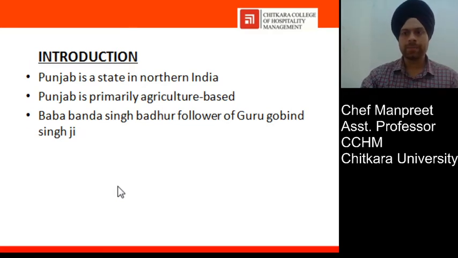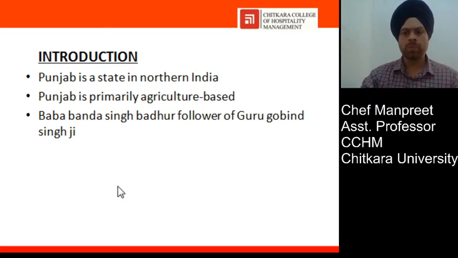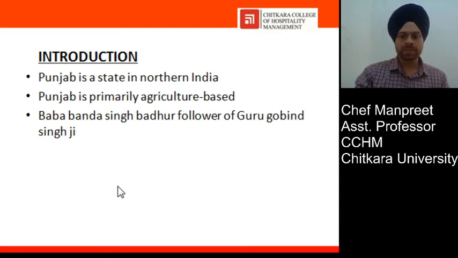Banda Singh Bahadur and Guru Gobind Singh Ji joined hands and fought against the Mughals to liberate the poor farmers of Punjab. They fought against the Mughals and released those poor farmers from them.